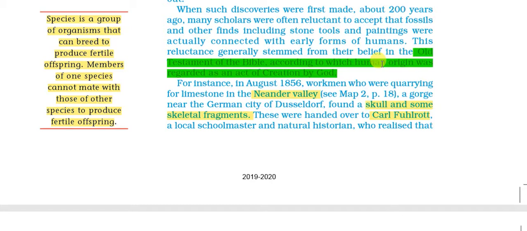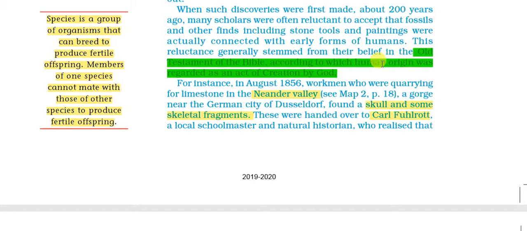For one marker again, class, very important. If the question comes, why were the scholars reluctant to accept that human evolution was a fact? This is the answer: because they believed that in the Old Testament of the Bible, human origin was an act of creation by God. Right? No one will accept it because the religious belief during that period was very strong. So you can imagine when Charles Darwin wrote his text, how much criticism Darwin took up for writing that book on the origin of species.